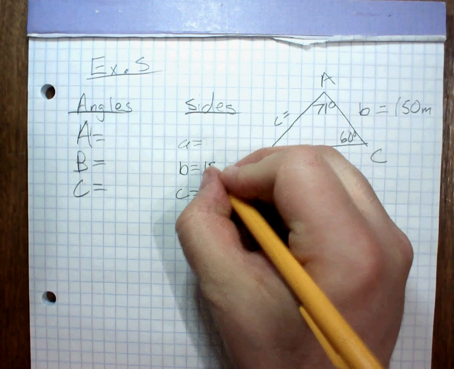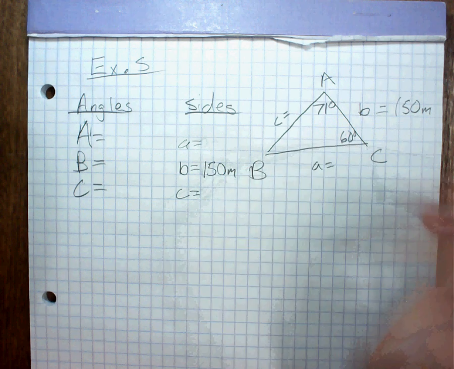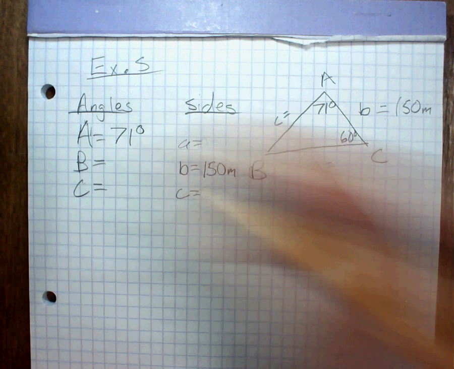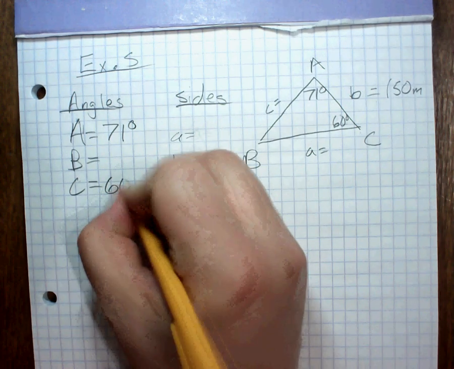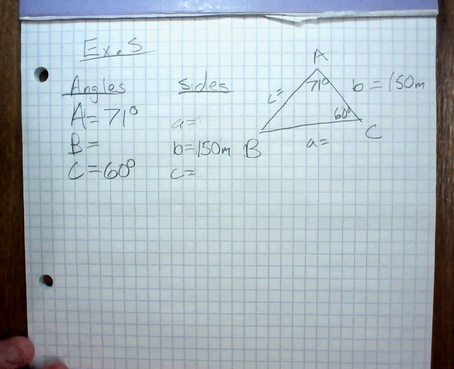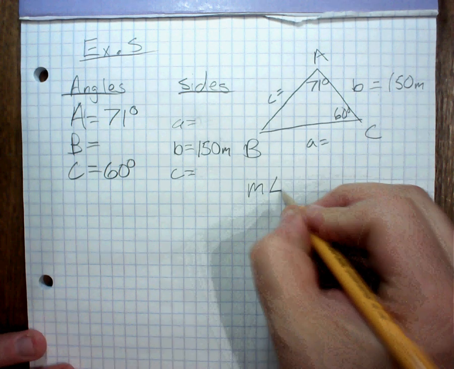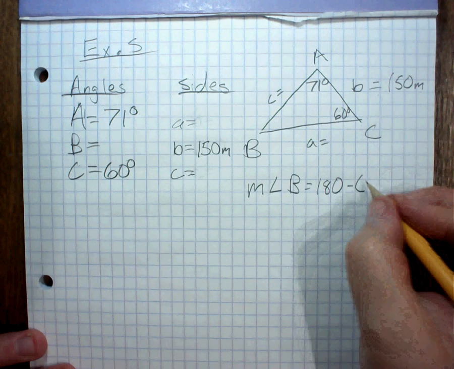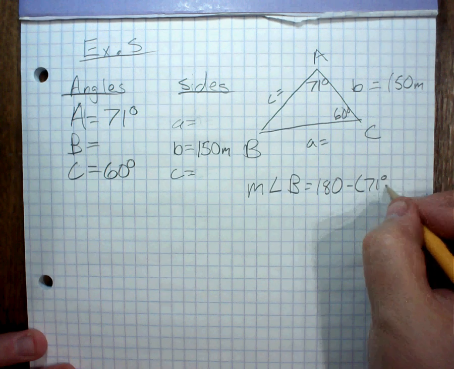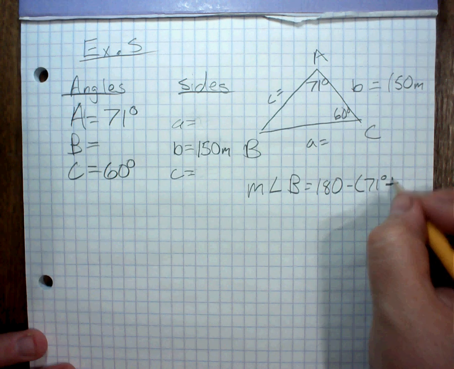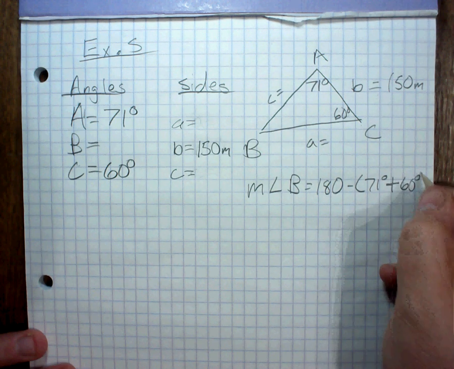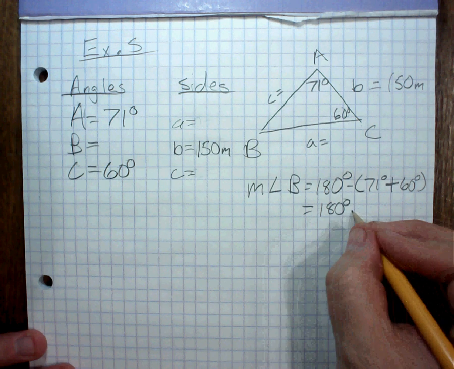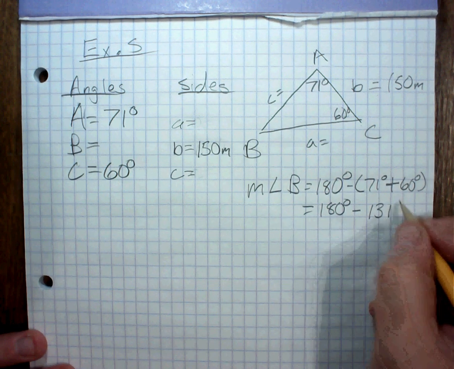We're given that b is equal to 150 meters. Angle A is 71 degrees. Angle C is 60 degrees. Now let's just go ahead and find angle B right now. So we know that the measure of angle B is equal to 180 minus the sum of the other two, which is 71 degrees plus 60 degrees. So that's equal to 180 minus 131 degrees.